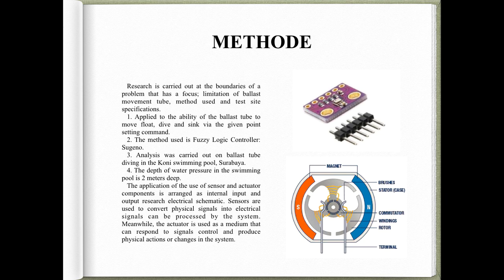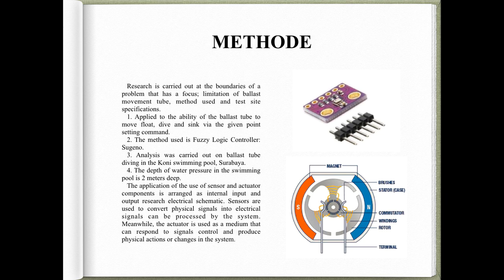The method of this research is carried out at the boundaries of a problem, that is a focus limitation of ballast movement. The tube method uses and tests a specification applied to the ability of the ballast tube to move, float, dive, and sink via the given point setting command. The second is to use the fuzzy logic controller Sugeno. Third, analysis was carried out on ballast tube diving in the Koni swimming pool, Surabaya. And fourth, the depth of water in the swimming pool is 2 meters.